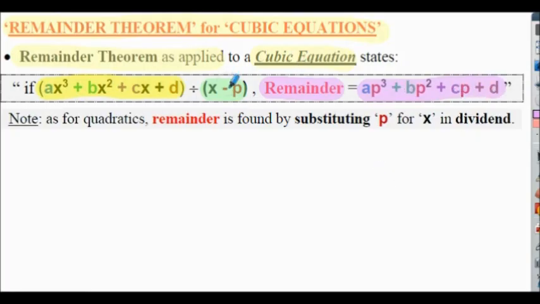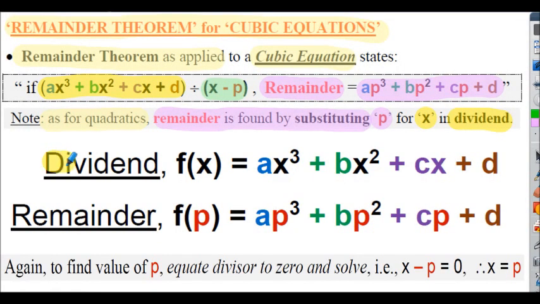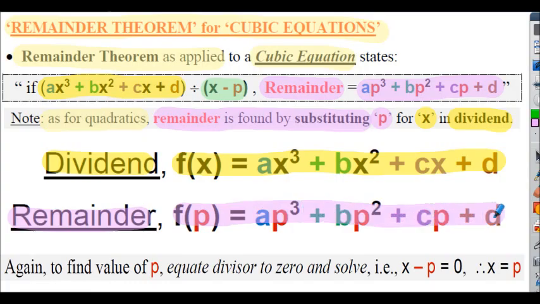Again, notice there's a change of sign between the negative p in the divisor and the positive p shown in the remainder. So essentially, as for quadratics, the remainder is found by substituting the value of p or x in the dividend. We note that the dividend is a function of x and the remainder is a function of p. And again, to find the value of p, we equate the divisor to 0 and solve.